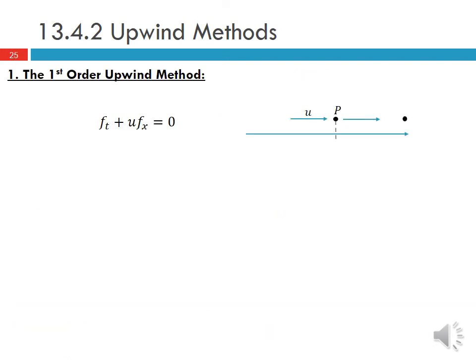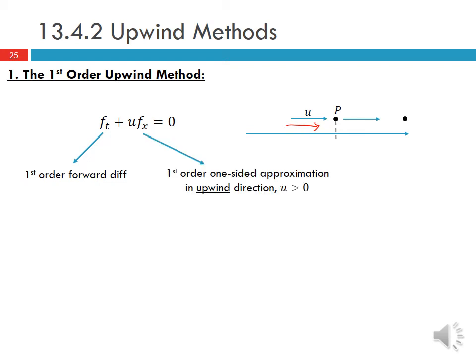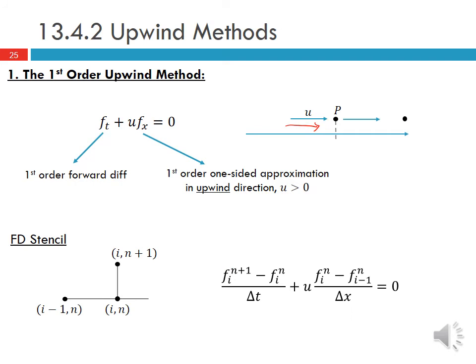Let's consider the first order upwind method of the convection equation. If the velocity u is moving in this direction, we'll take that into account in our method. So let's consider a first order forward difference approximation of the time derivative, and a first order one-sided approximation in the upwind direction, where u is greater than 0, for the space derivative. This is our stencil, so you can see that instead of using a central difference, we're using a one-sided difference in the spatial derivative. And this results in this finite difference approximation here.